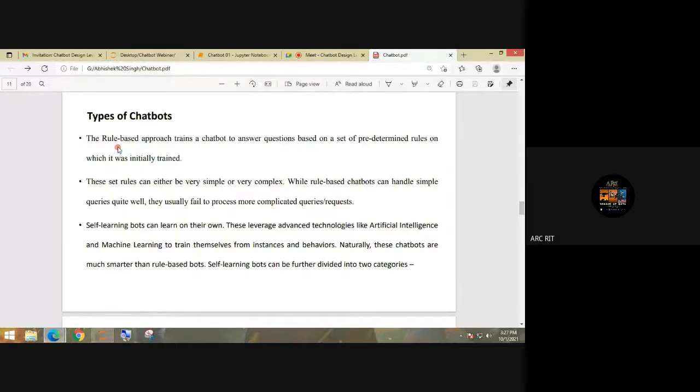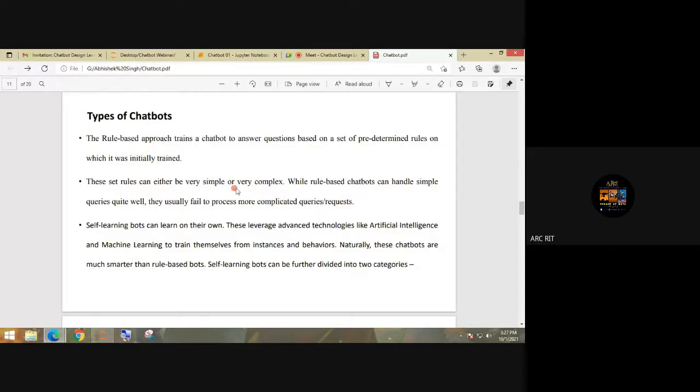So there are two types: one is rule-based, another one is self-learning. Rule-based has some predetermined rules. We fed some rules, and these chatbots won't deviate from their rules. They will give you only those answers which are fed to them. Today I'll demonstrate one rule-based chatbot. This is one of the most basic chatbots. At level one, you can make it without using any library, in fact.